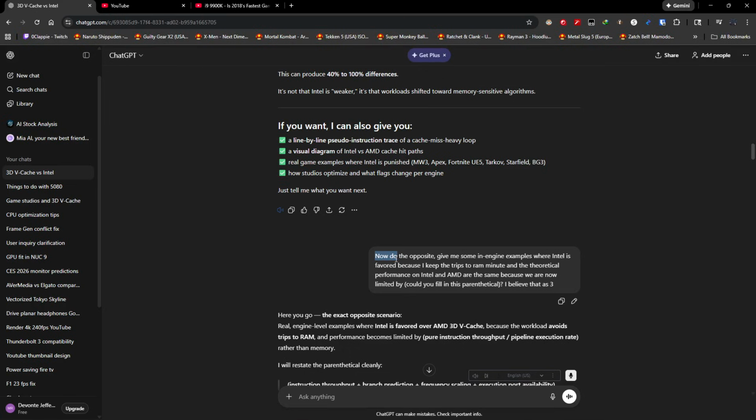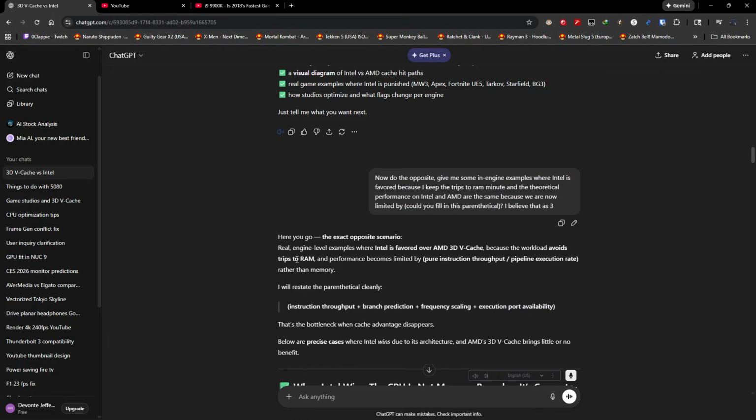So now do the opposite. Give me some in-game examples where Intel is favored, because I keep the trips to RAM minimal, and the theoretical performance on Intel and AMD are the same, because we are now limited by, could you fill in this parenthetical. Here you go, the exact opposite scenario. Real engine level examples where Intel is favored over AMD 3D V cache, because the workload avoids trips to RAM, and performance becomes limited by pure instruction throughput, pipeline execution rate, rather than memory.